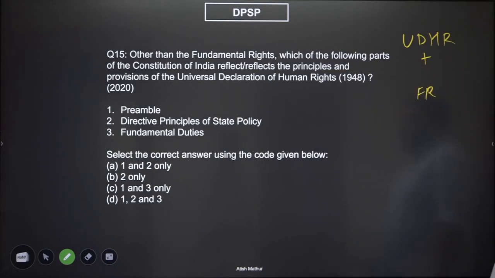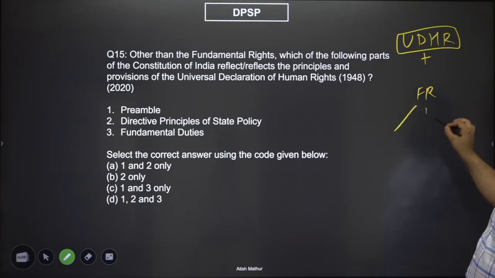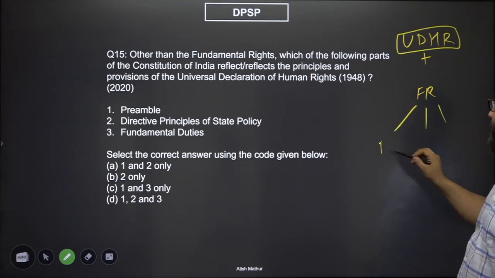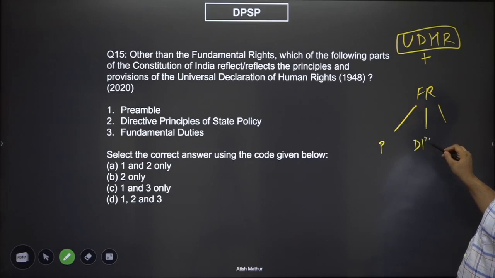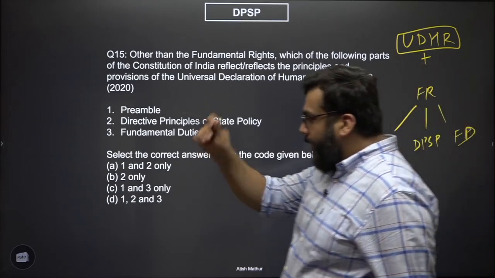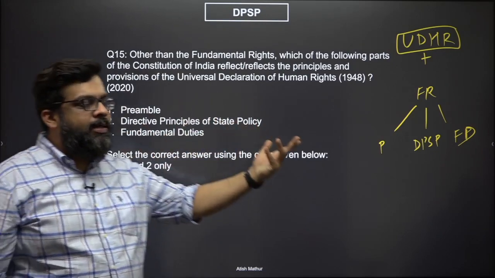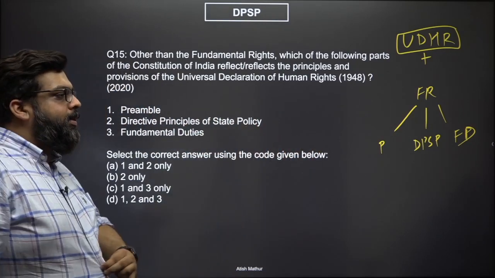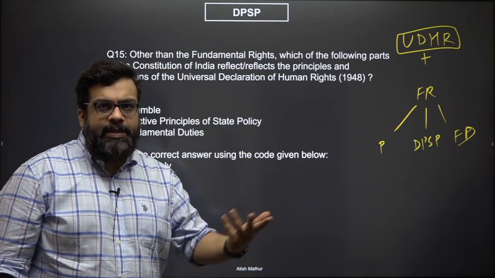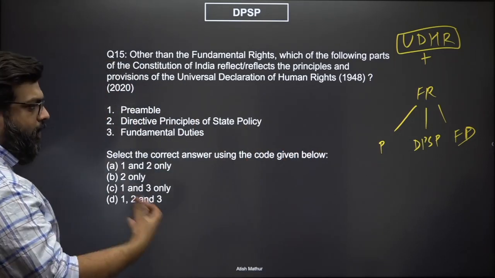Now, the simplest way to do this is, are there any common factors between fundamental rights, preamble, directive principles, and fundamental duties? A lot of people did actually get this question wrong. Preamble is an obvious choice, because preamble talks about equality, fundamental rights talk about equality, preamble talks about dignity, fundamental rights have implications to dignity and liberty and freedom of thought expression.